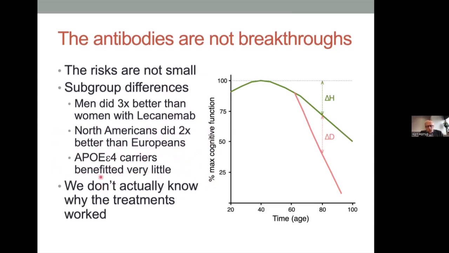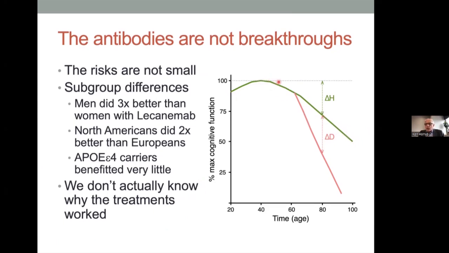And just as important for me as a basic scientist, I maintain we don't actually know why the treatments work or how they worked, and that's what this graph is. And I wanted to call it to your attention because I think it's a point that is relevant to all disease, but in particular to late onset diseases of aging. So if we look at our cognitive capacity over time, our cognitive capacity really peaks at middle age, and then it declines significantly over time.